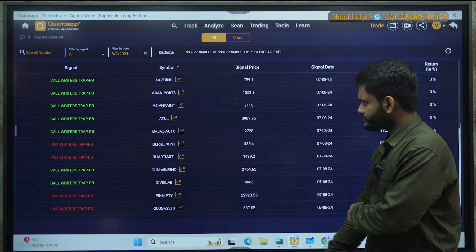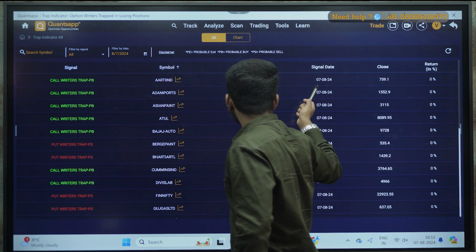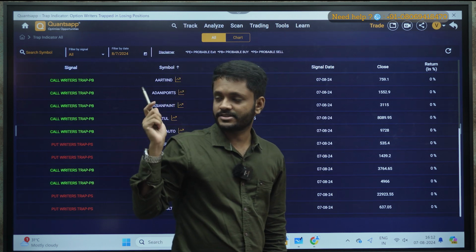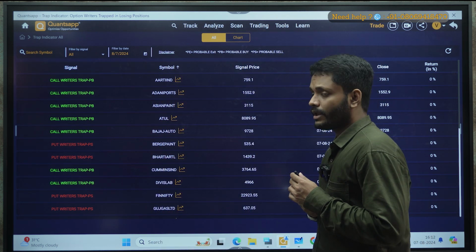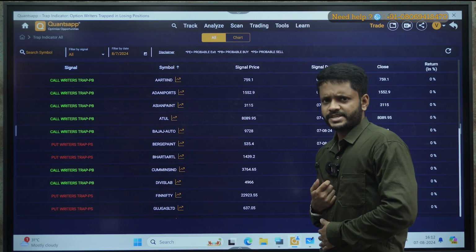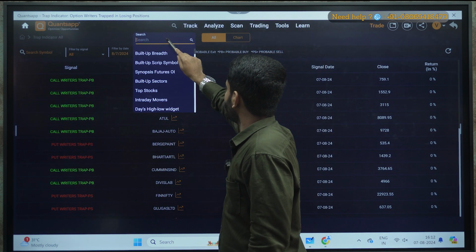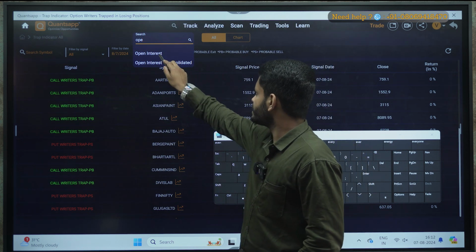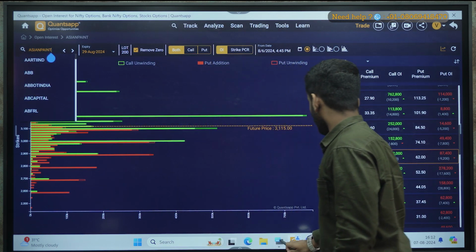So as of now, today I can see signal date 7th, signal price 751, Aarti Industries is a call writers trap signal, correct? That means call writers at Aarti Industries are now getting trapped and there is a possibility of an upside move in Aarti Industries, correct? So now let me check the open interest of Aarti Industries. Based on open interest it has given me that call writers are getting trapped. Now let us cross check it with open interest.